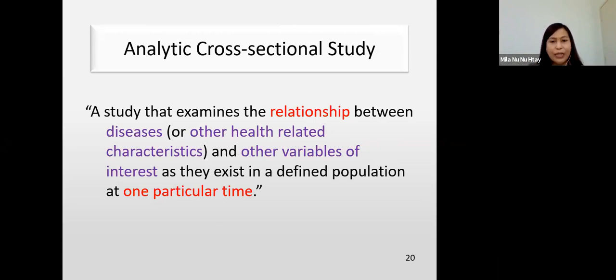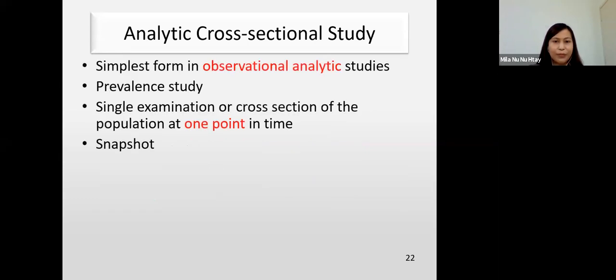Okay, so this analytical cross-sectional study design examines the relationship between the disease and other variables of interest at one particular time point. So all are the same. It is a very simple form of observational analytical study design.